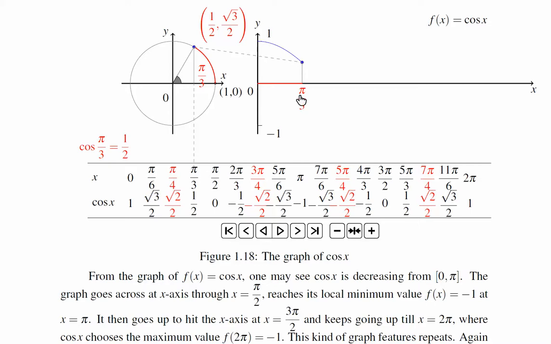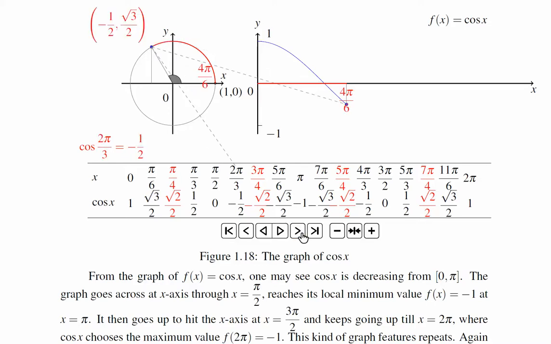Okay, but for the third increment of pi over 6, the y goes very fast. It goes from 1/2 here to 0, because the x-coordinate is 0. So you keep going. Okay, this angle is 4 pi over 6 or 2 pi over 3.